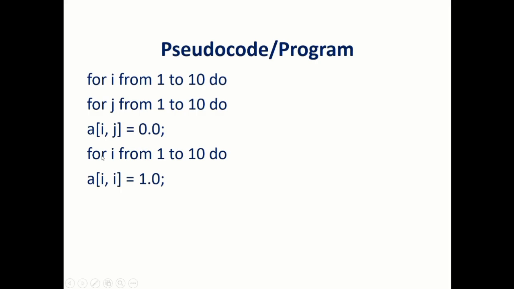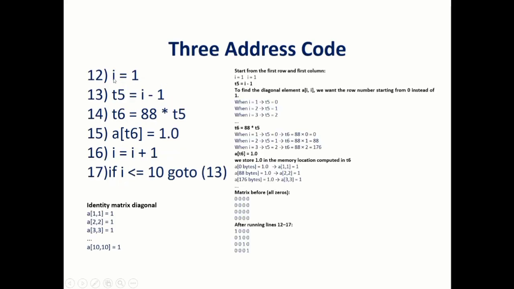Next loop for I value starting from 1 to 10. Here the condition is I less than or equal to 10. If the condition is true, the statement a of I comma I equal to 1.0 is executed. Here the starting value is I equal to 1. So I equal to 1 is the diagonal loop. Then compute I minus 1, which is stored into the temporary variable t5.